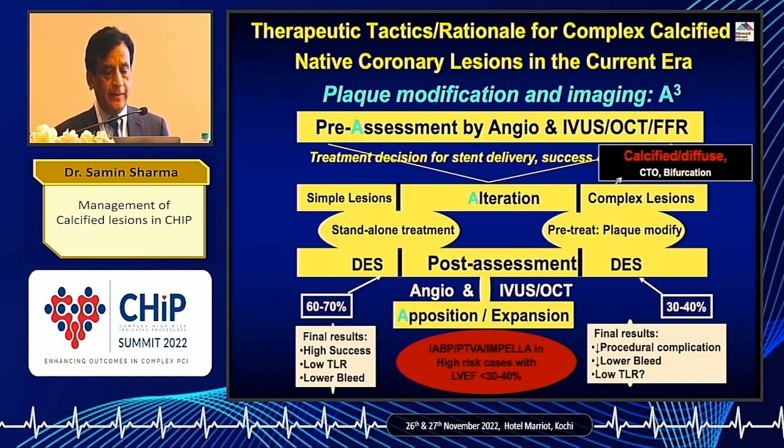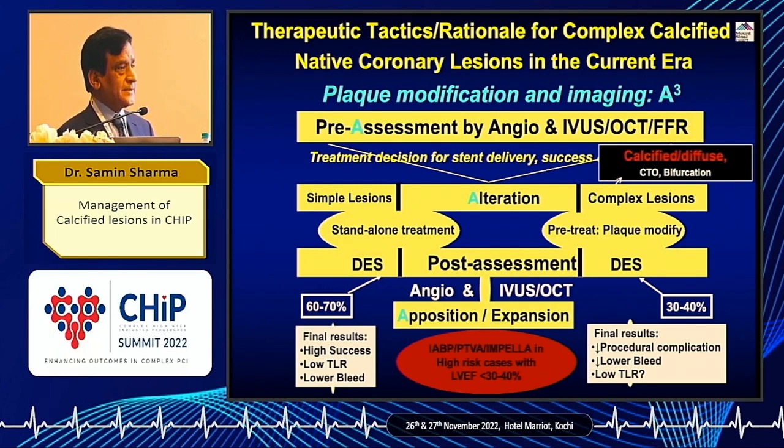So what we really need, most important, is the post apposition, that you have done a good job, the stent is fully expanded, and then, as I mentioned, in the CHIP, it's not only the lesion, you have to think about the LV dysfunction. And that is use of LV assist devices, whether with the Impella, PTV we rarely use it, Impella is available now here also, although very expensive, but for patients especially with low ejection fraction. In the simple cases, based on your practice, whether you stand alone with a balloon and stent, 2/3 of cases, there you are talking about high success rate, low TLR, lower bleed.